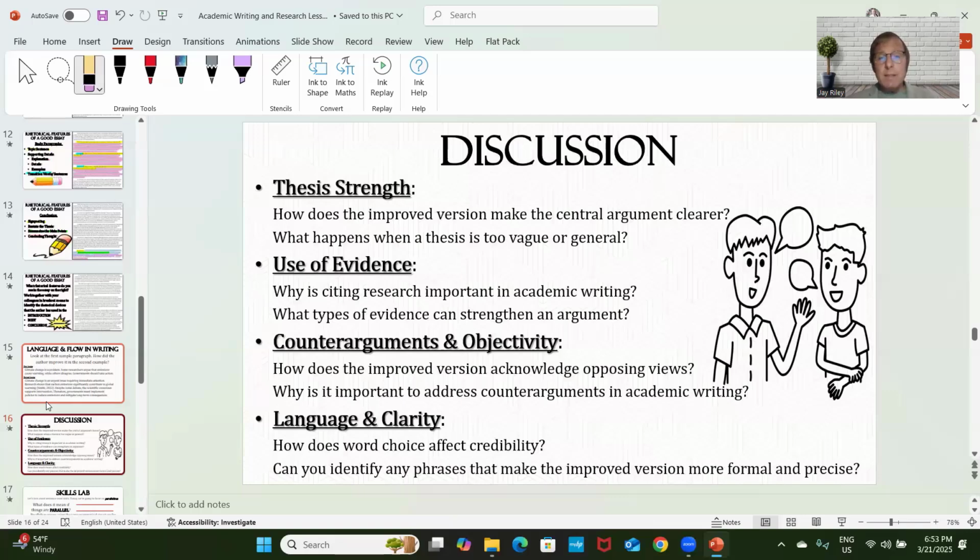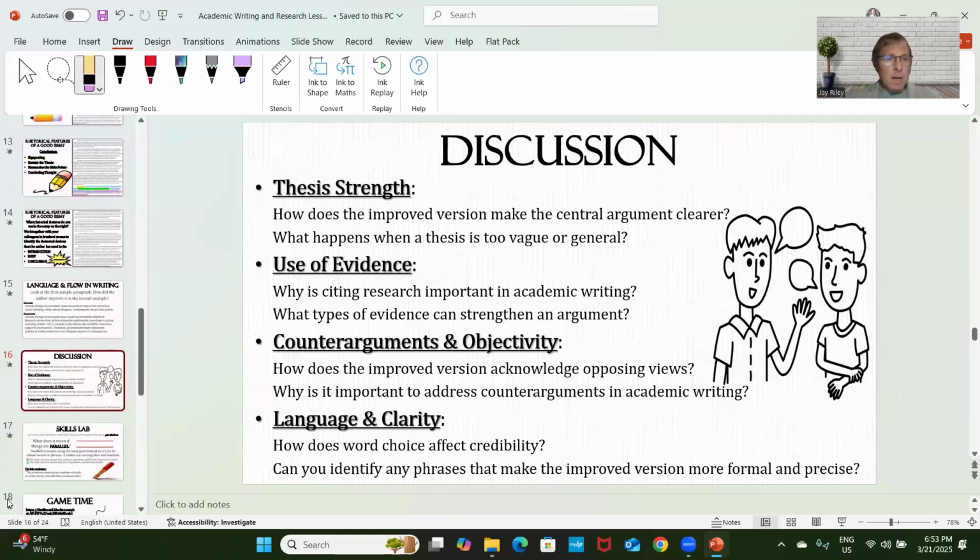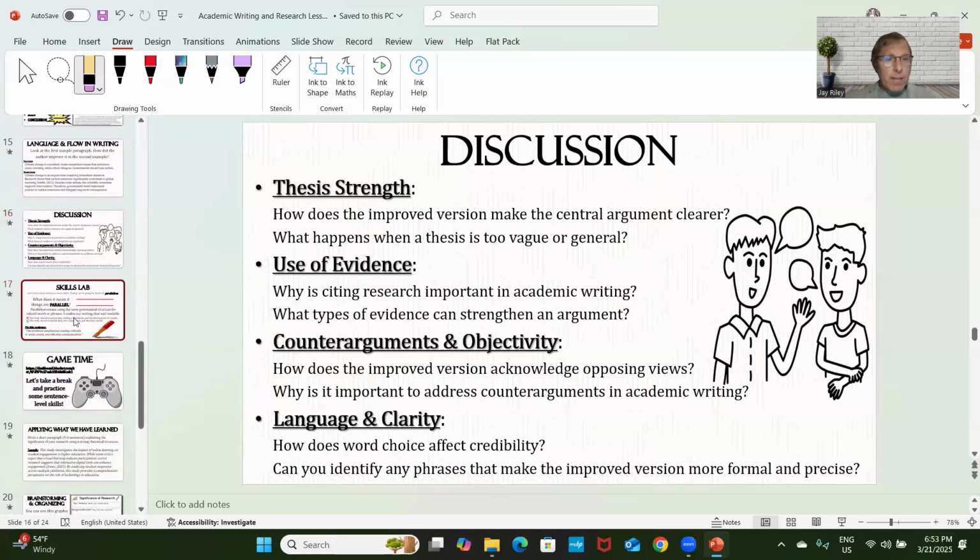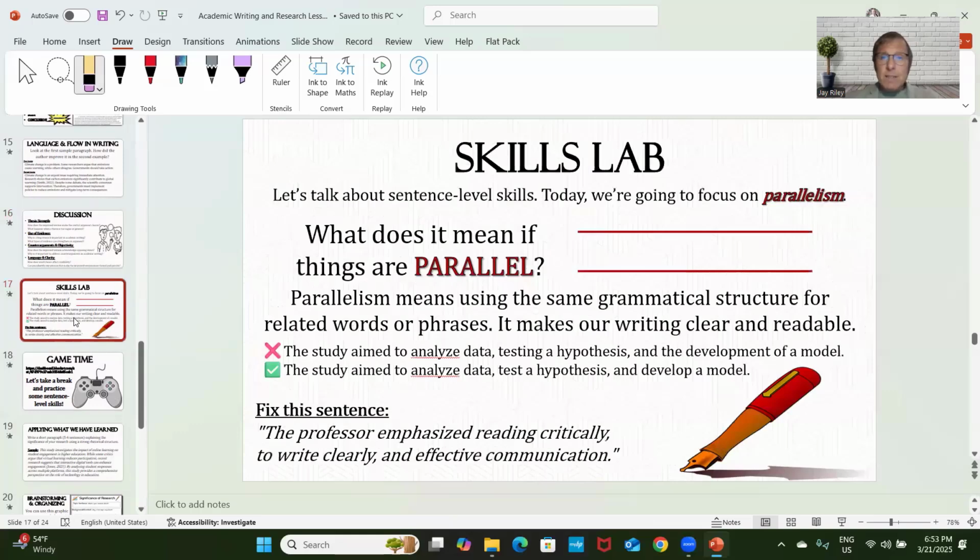And like we saw in that last excerpt that we developed into a more refined version, we want to use precise language. Okay, so really quick on Skills Lab today, we're going to talk about parallelism in writing. So, when we talk about parallel lines, we're talking about two lines that run directly side by side and they never touch, right? They go on forever and they never touch.